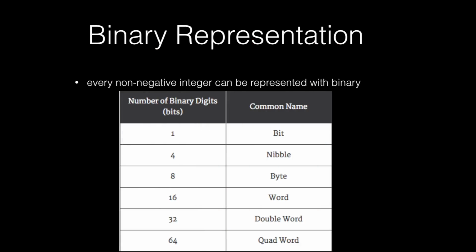Now that we get a feel for how binary works, we can learn some new information. Every non-negative integer can be represented with binary, and each digit in a binary number is known as a bit. 4 bits are called a nibble, 8 bits are called a byte, and so on, as you can see in this list.